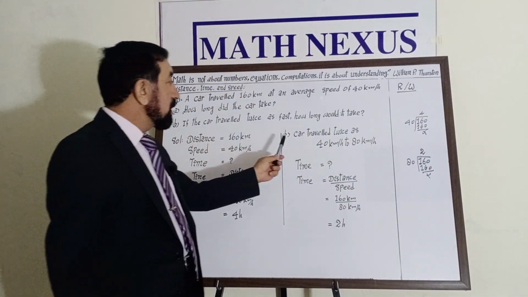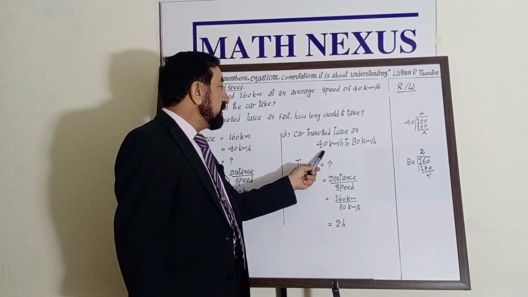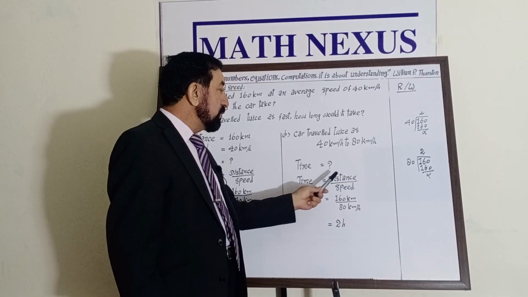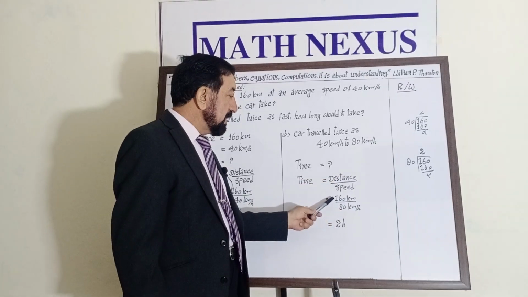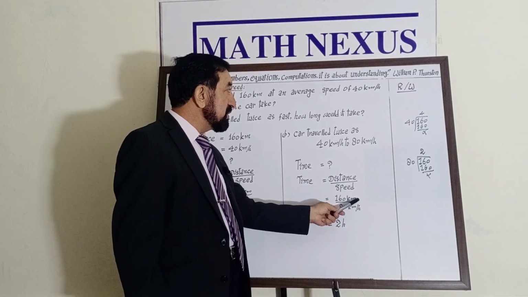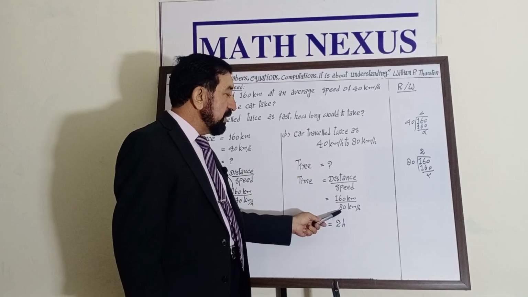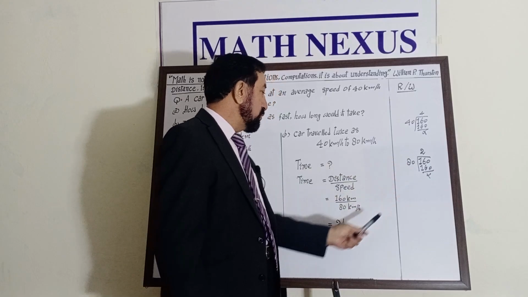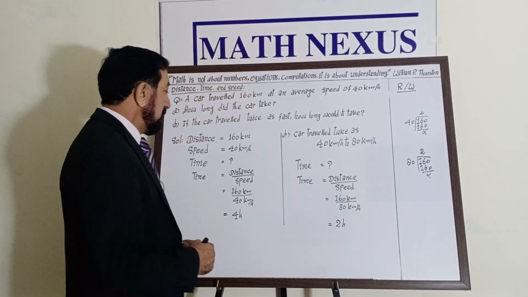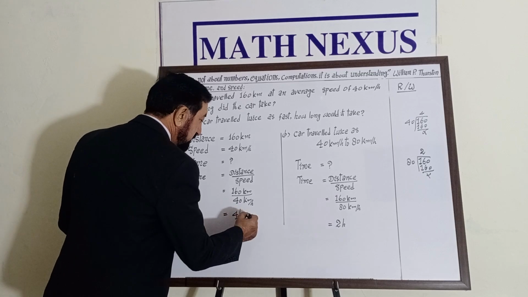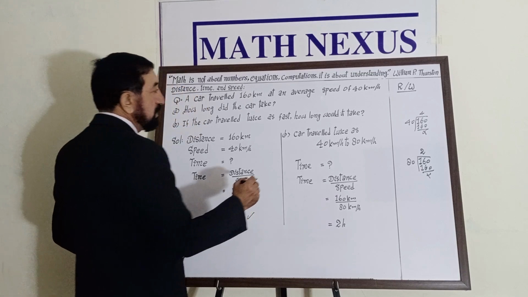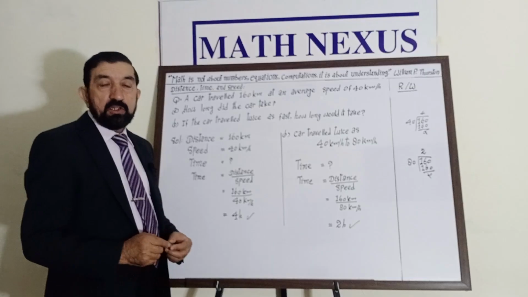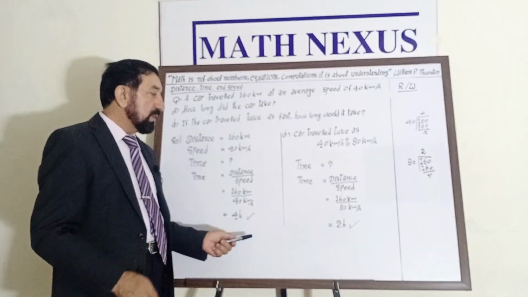Section B. The car traveled twice as fast, so 40 km per hour becomes 80 km per hour. Time is unknown. Time is equal to distance upon speed, and distance is equal to 160 km, which is already given, and 80 km per hour. 160 upon 80 is equal to 2. This is 2 hours. First, section A takes 4 hours, and if the speed is doubled, the time will take 2 hours. This is the answer of the question.